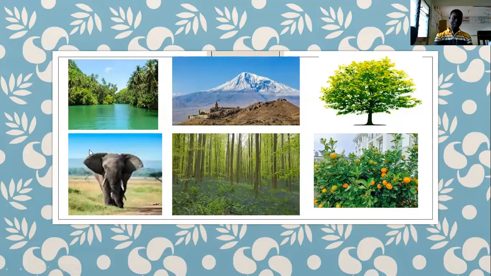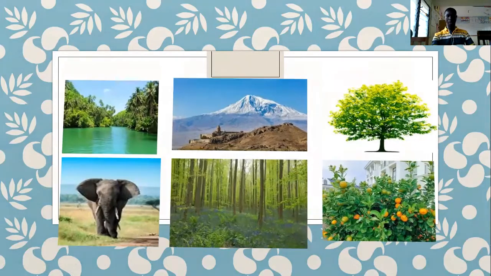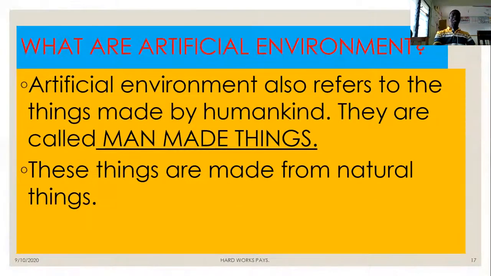Now let's look at examples of the natural environment. What's the first picture? This is a river. The second one is a mountain. The third one is a tree. This one is an animal. What animal is this? Elephant. Very good. And this is a forest. This is an orange plant, with fruit on it. Very good. Now let's look at the artificial.